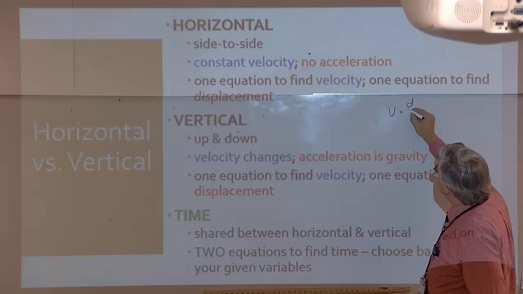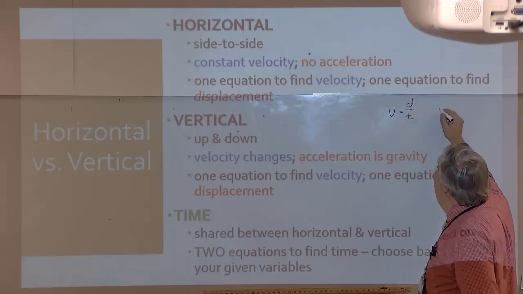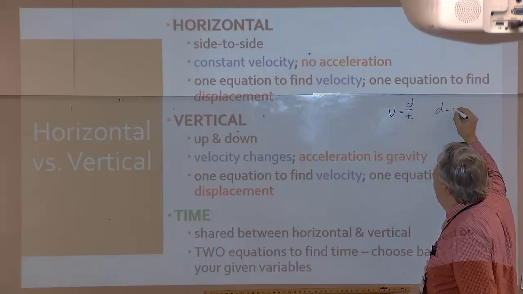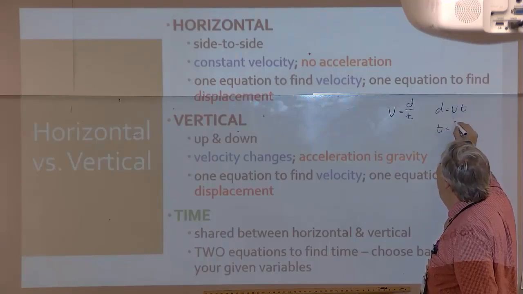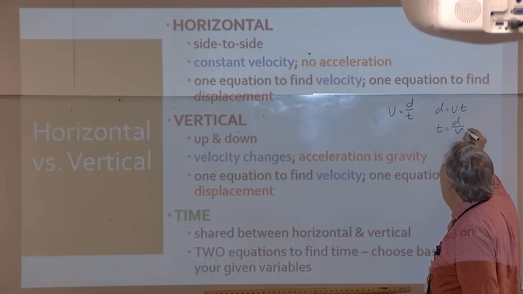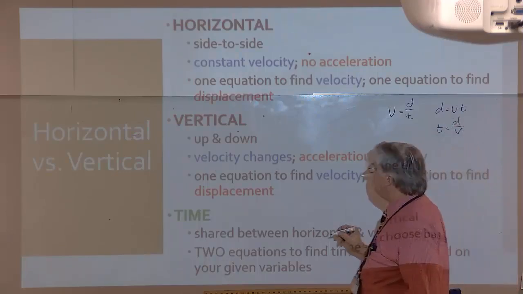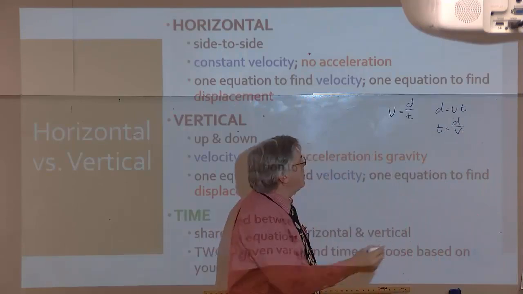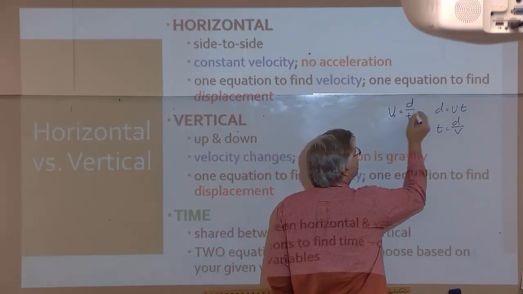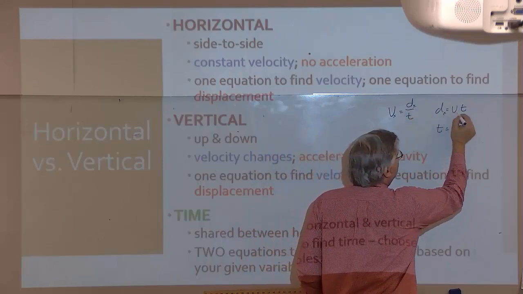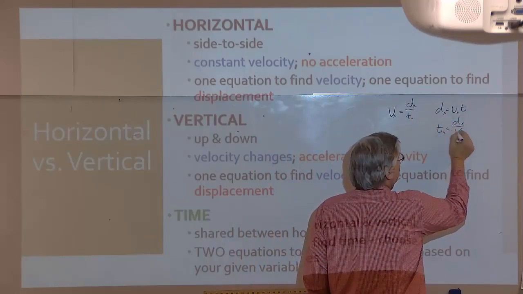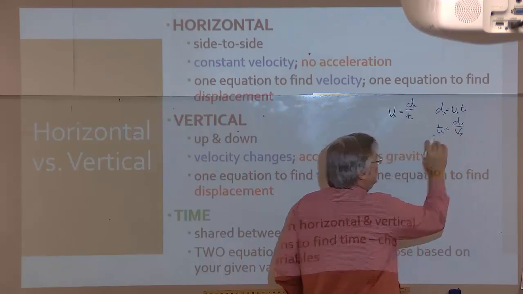velocity is equal to distance divided by time. Of course, I can rearrange that to say distance is equal to velocity times time, or time is equal to distance divided by velocity. And I'm going to put a little x in the velocity and the distance variables to indicate that we're talking about the x direction, not on time there.